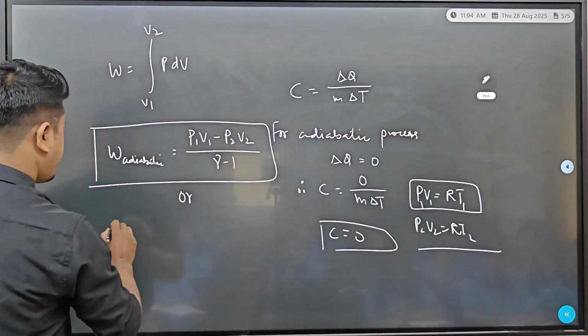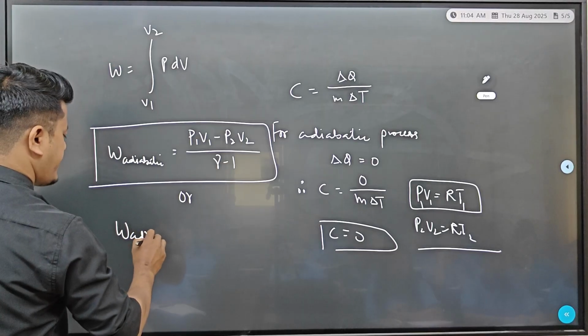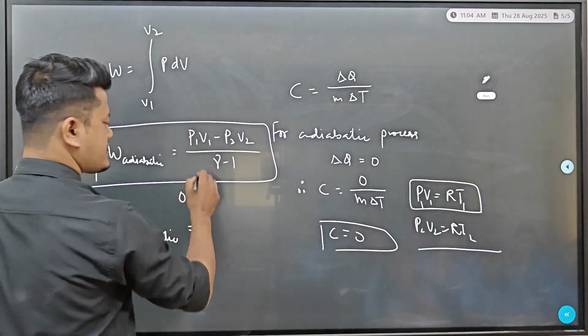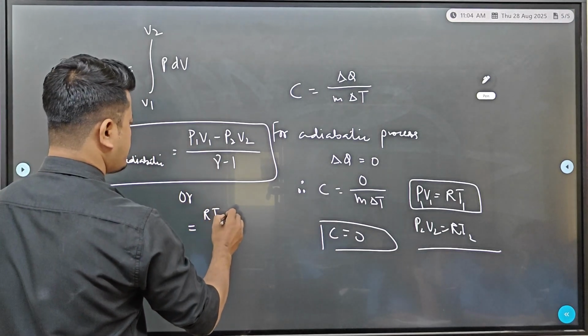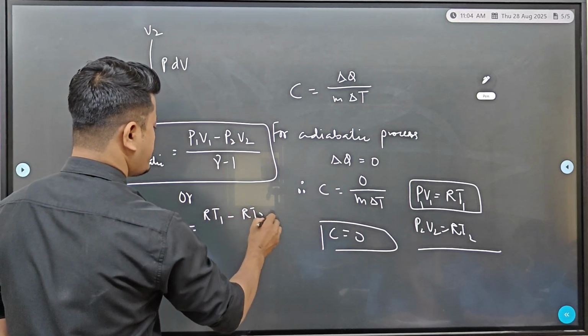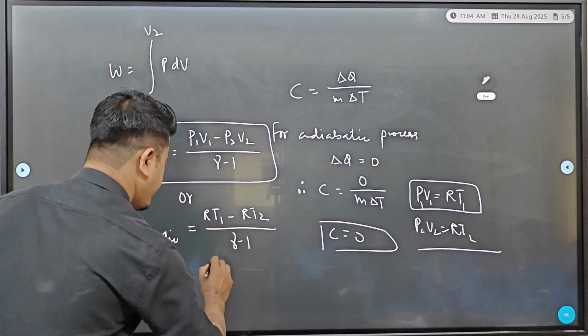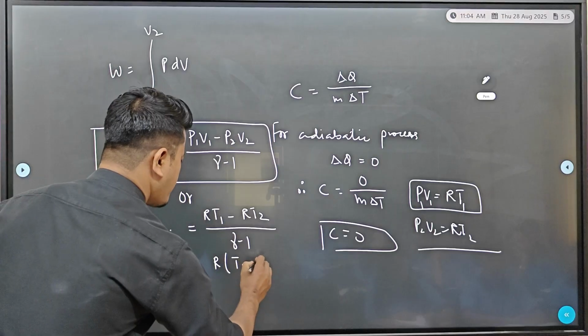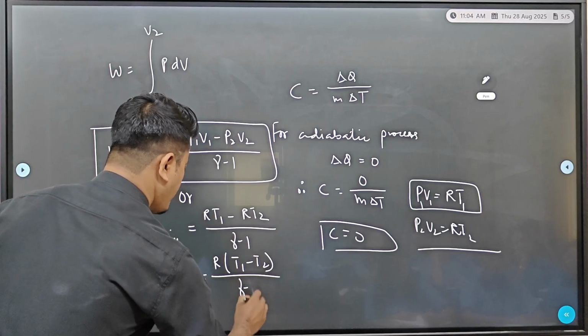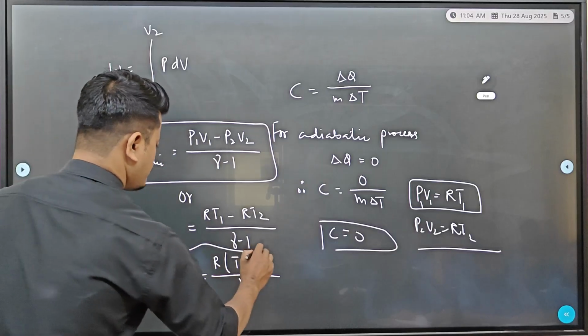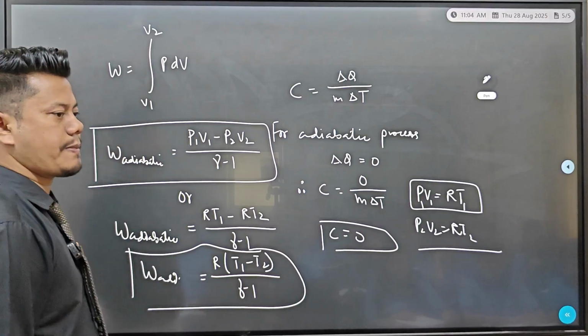So if I replace the value in place of P1 V1, then I'll be getting work done under adiabatic as R of T1 minus R of T2 by gamma minus 1. This can also be written as, if I take R as common, R times T1 minus T2 by gamma minus 1. This is work done under adiabatic process. I hope you understood, right?